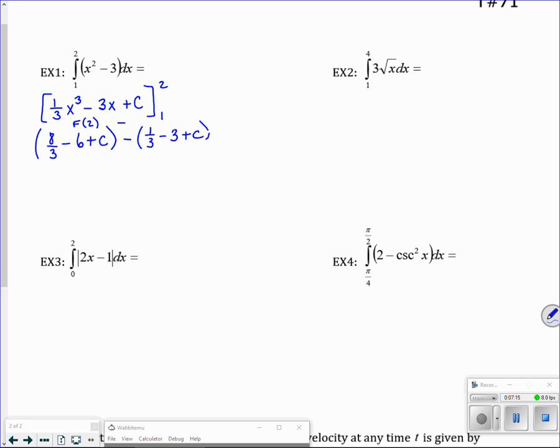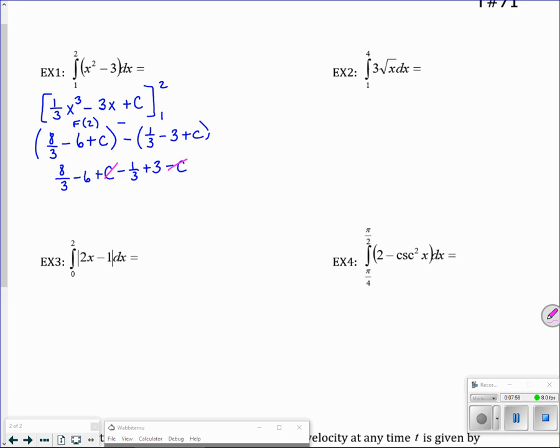Correct? And so what does that give me? Well, what do you notice about the c's? Let me just write it all out. I would have 8/3 minus 6 plus c minus, be careful there, notice the parentheses, 1/3 minus 3 plus c, so minus c. What happens to the c's? They cancel. And what happens every time? They're going to cancel. So when you're doing definite integration, in every other example, I will never put the plus c. That was for indefinite. For definite integration, you do not have to worry about the plus c because it wouldn't matter what it is.